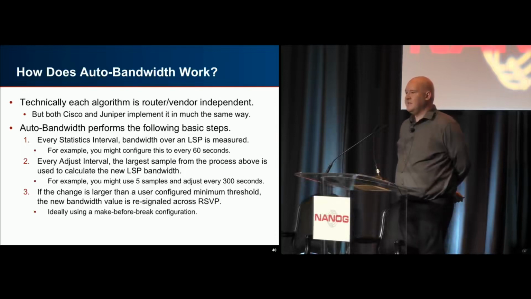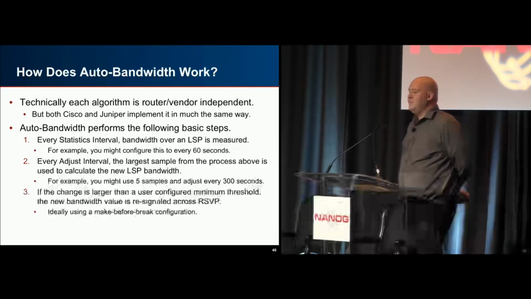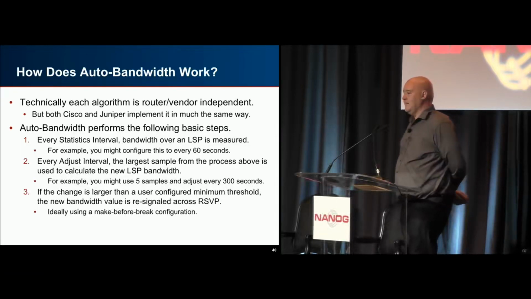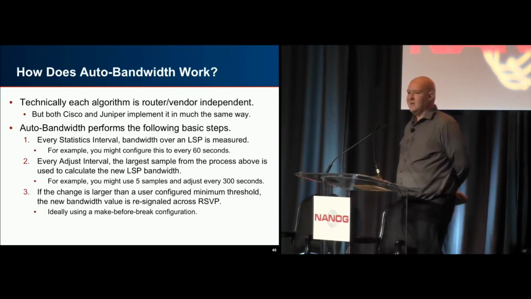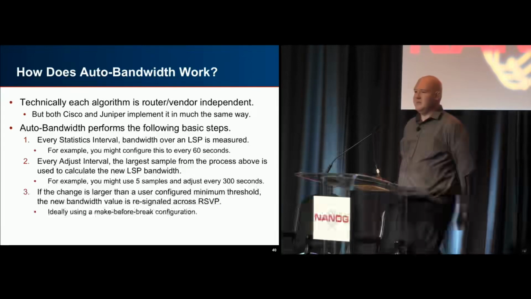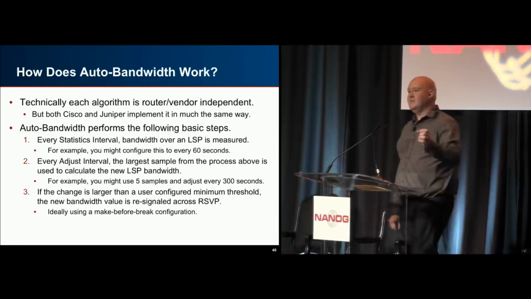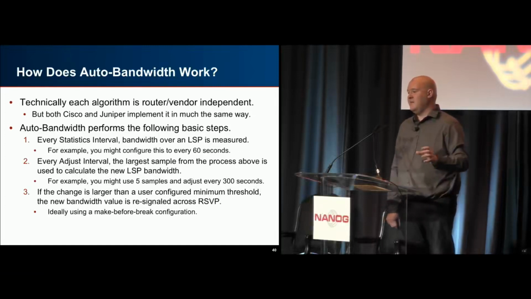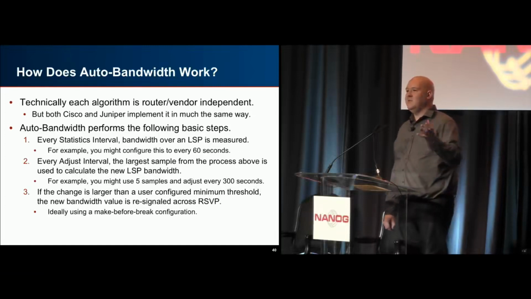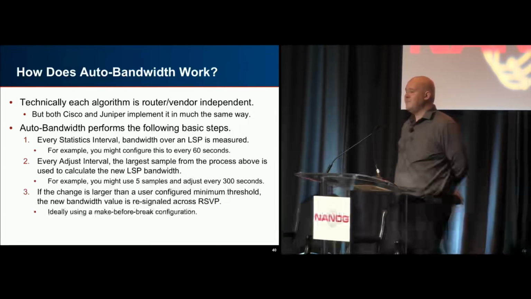So every statistics interval, you have a length of time called a statistics interval. You measure the bandwidth over an LSP. So for example, let's say you configure this to be 60 seconds. Every 60 seconds we come along and we say, we think the value of this is 3. We think the value of this is 7. This is the raw measurement of what we have seen the average utilization to be over the last 60 seconds.